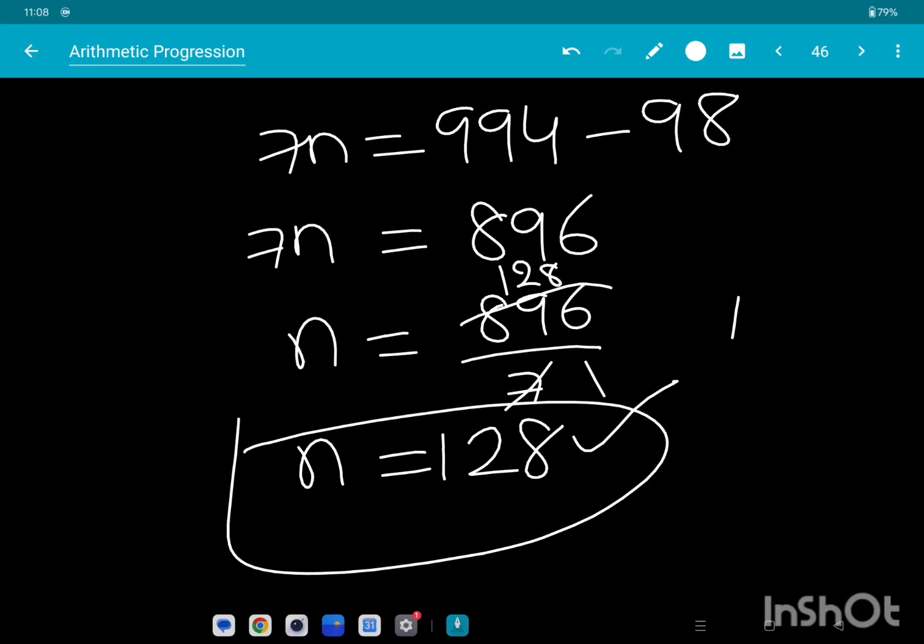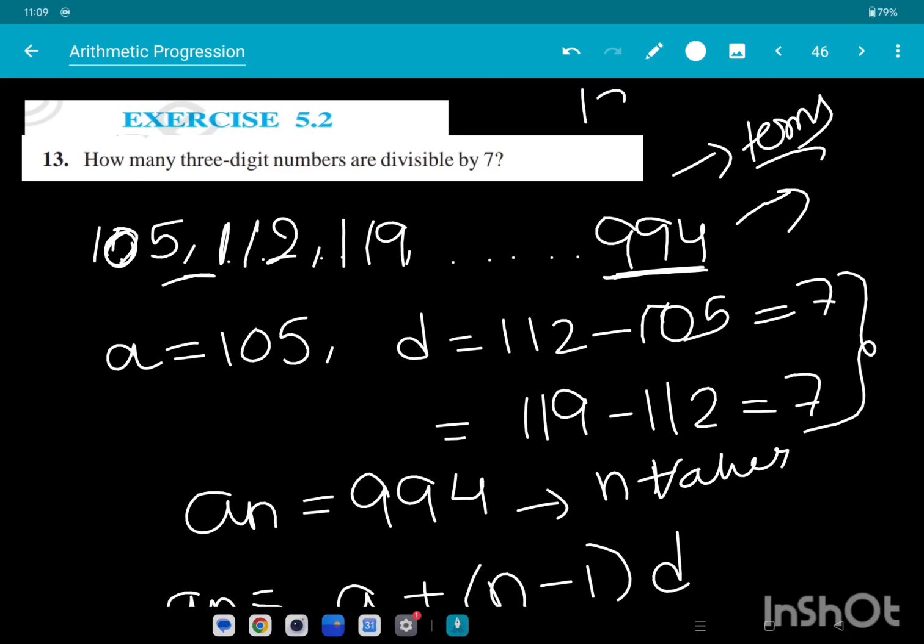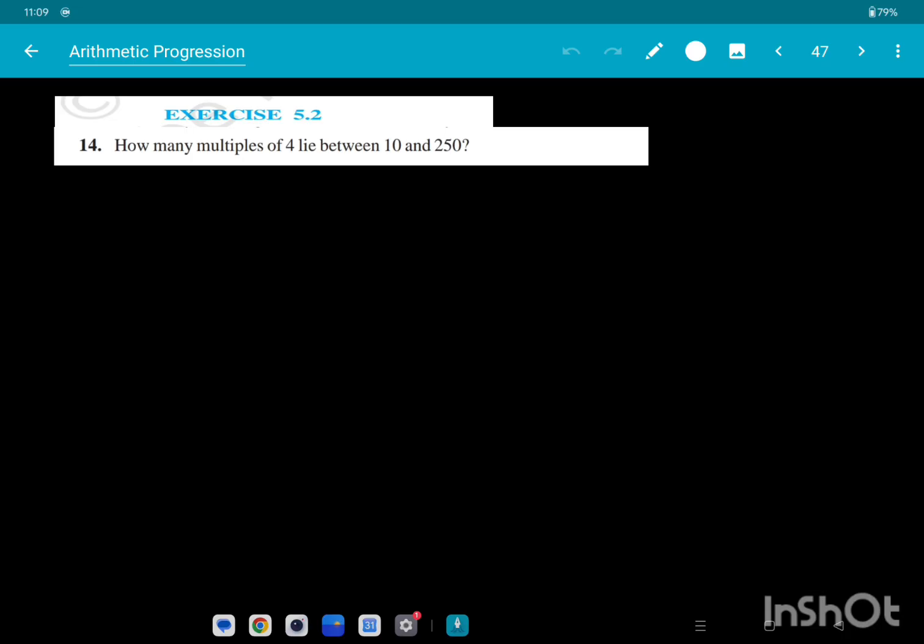So the 3-digit numbers which are divisible by 7, there are 128 numbers in this AP. So the 3-digit numbers divisible by 7 is 128. So this is the way we will find out by using the nth term formula. Now we will see the next question. What is the next question here?